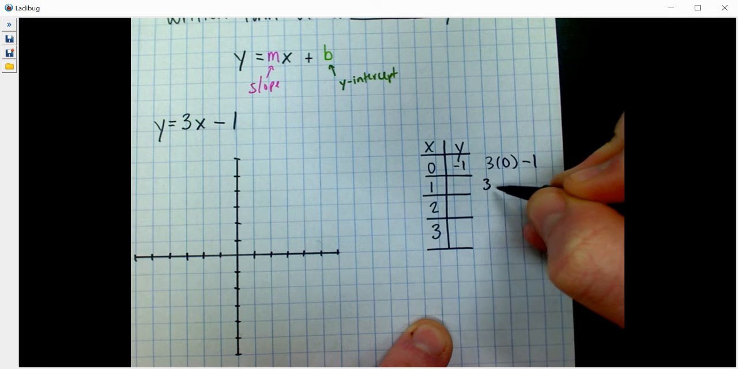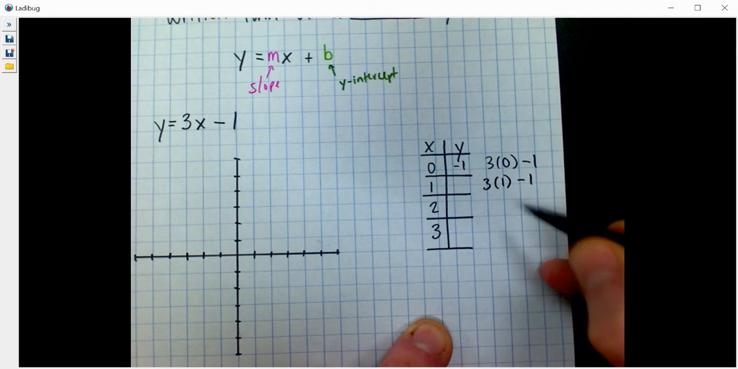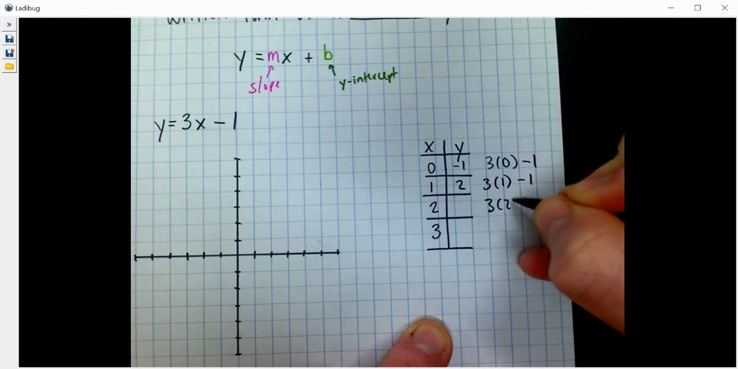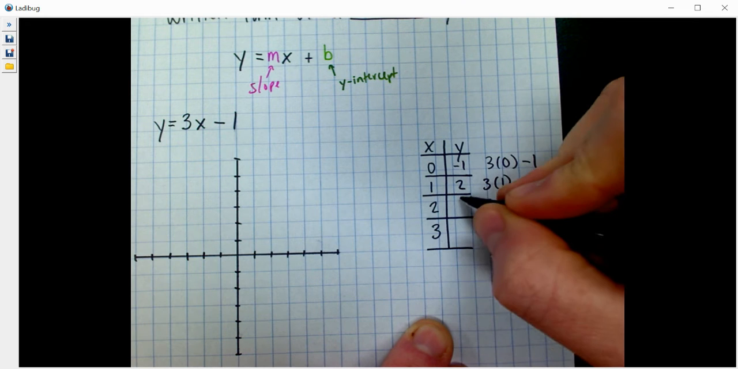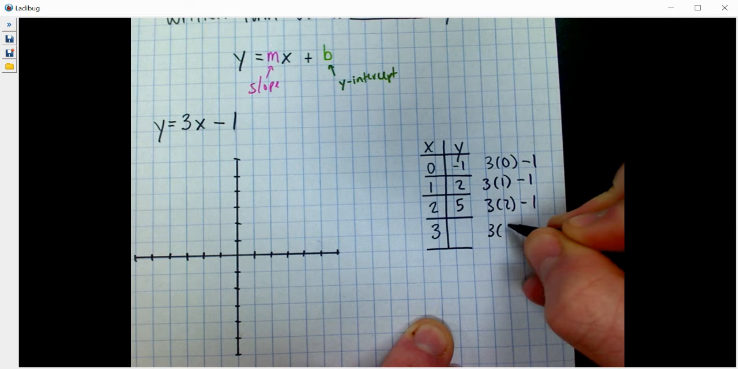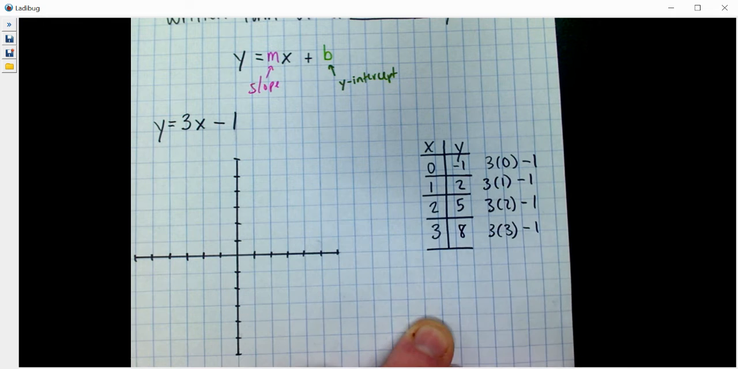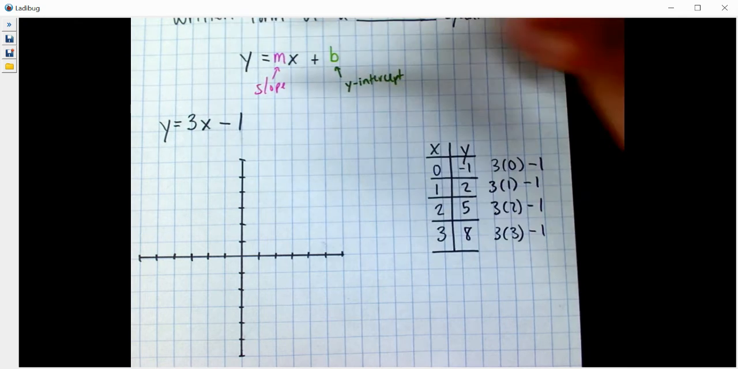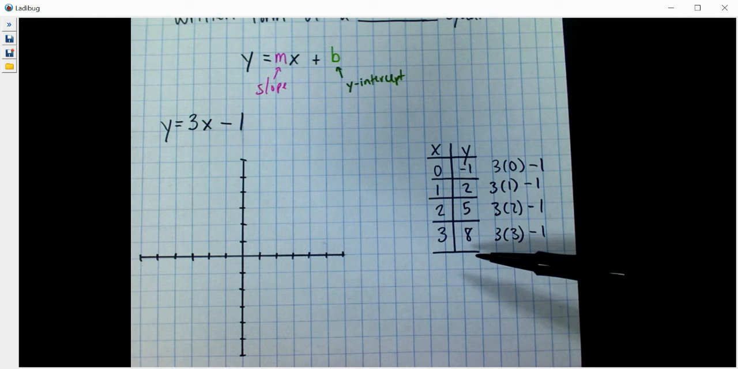Same thing, take my equation. I insert my x, which is 1, 3 times 1, minus 1. 3 times 1 is 3, minus 1 is 2. Down the line, we do the same thing. 3 times 2 is 6, minus 1 is 5. And then 3 times 3 is 9, minus 1 is 8. So I've taken my slope-intercept form equation, I've used x inputs, x values, and have solved for their output, or y value.